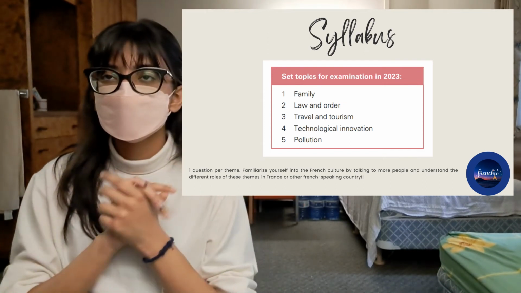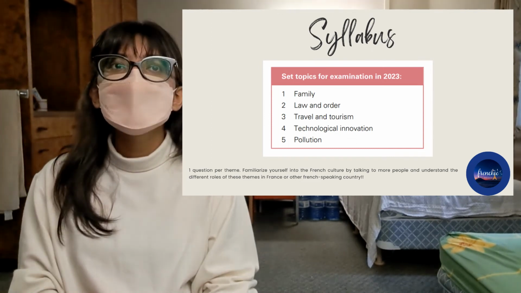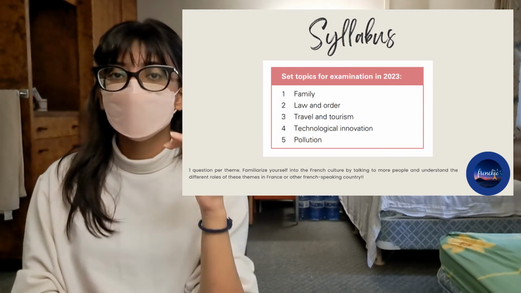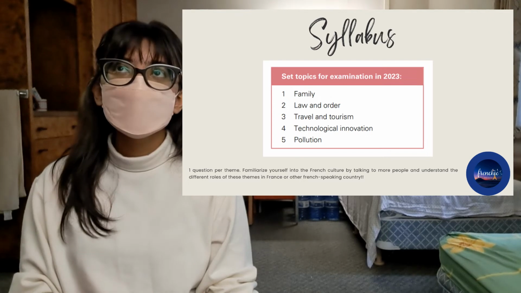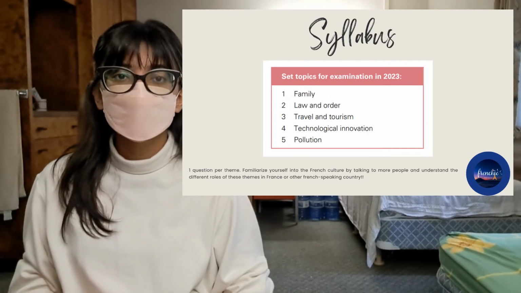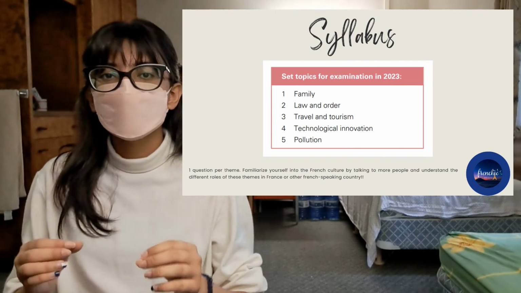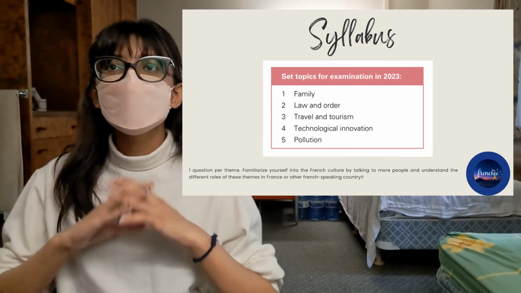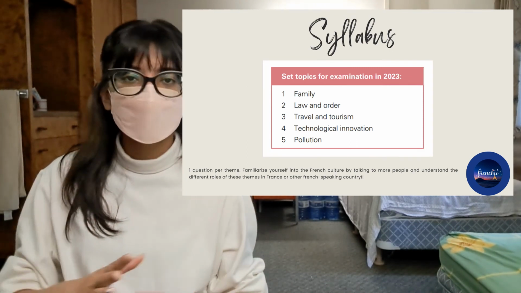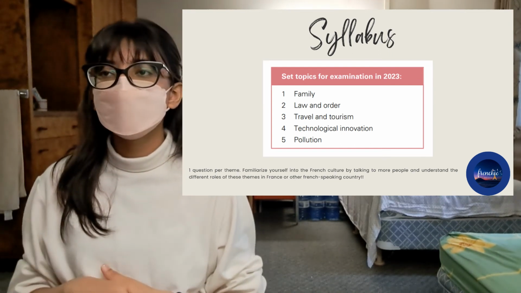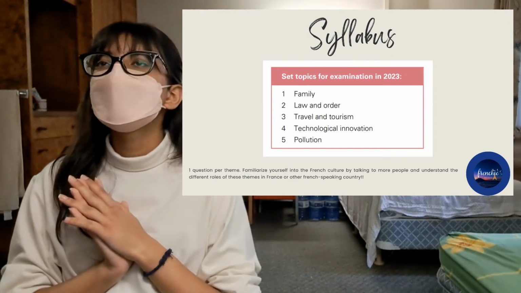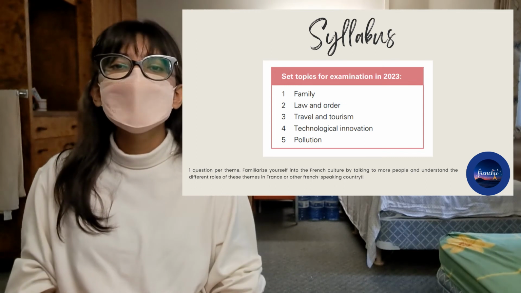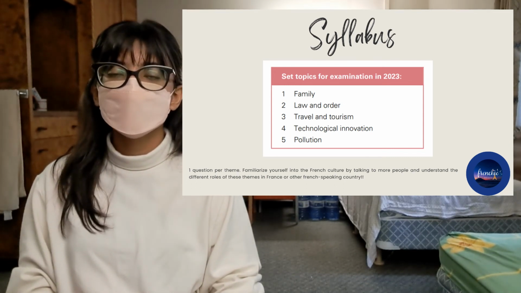All those themes can also be seen on the screen over here in case you've missed it. For every theme there will be one question. And it is very important that you familiarize yourself and really look into the culture for every theme they've given you in the syllabus, so that you're familiar with what's going on these days in France or in any francophone country, so a French-speaking country. It's very important to get familiar with the culture because if you don't, it is very difficult to get content points in your examination.